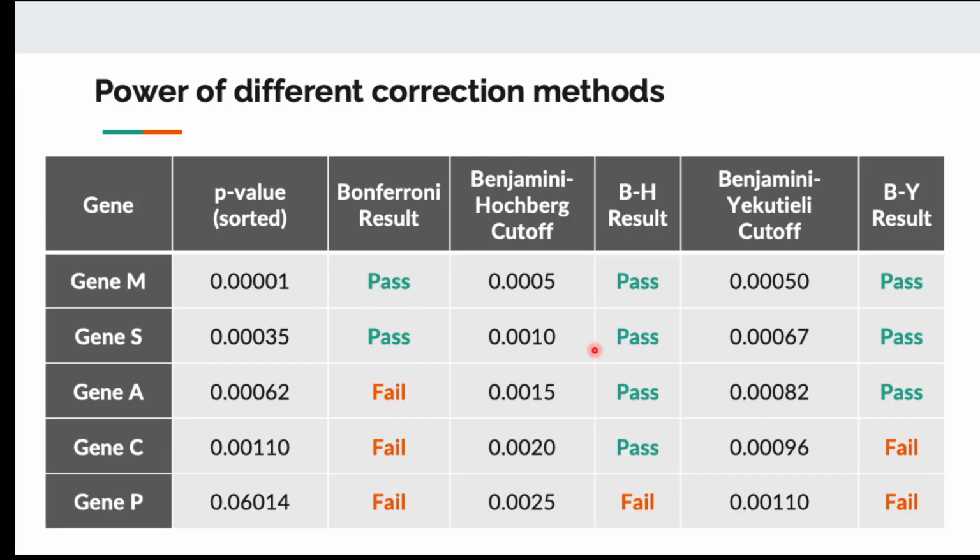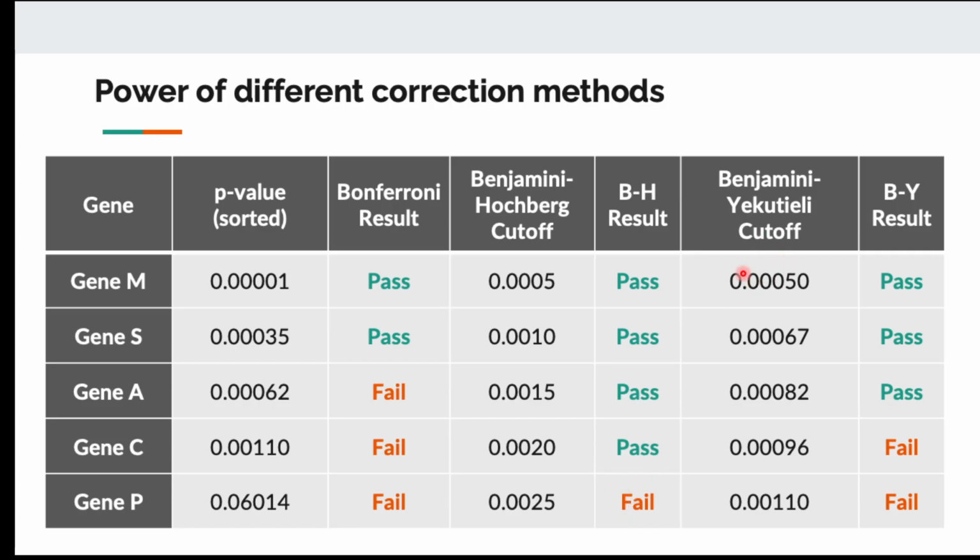So let's see this example where I apply these to some p-values. These are the p-values from 0.001 to 0.06014. If we apply Bonferroni, 0.005, the first gene will pass, the second will pass, and the rest will fail. But if we apply Benjamini-Hochberg, 0.05, the first gene passes, 0.01, the second gene passes, 0.015, the third gene also passes, 0.002, the fourth gene still passes, until the last gene, 0.025, this is higher. So this fails.